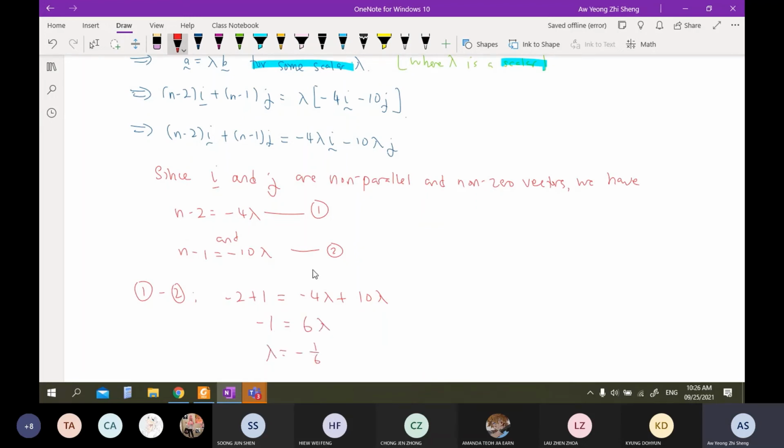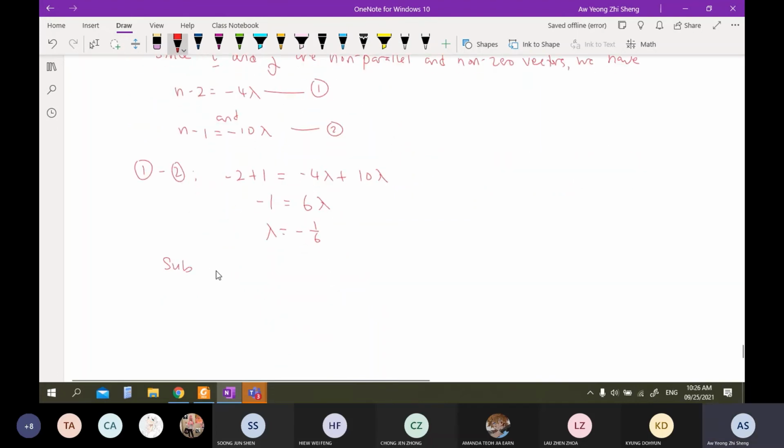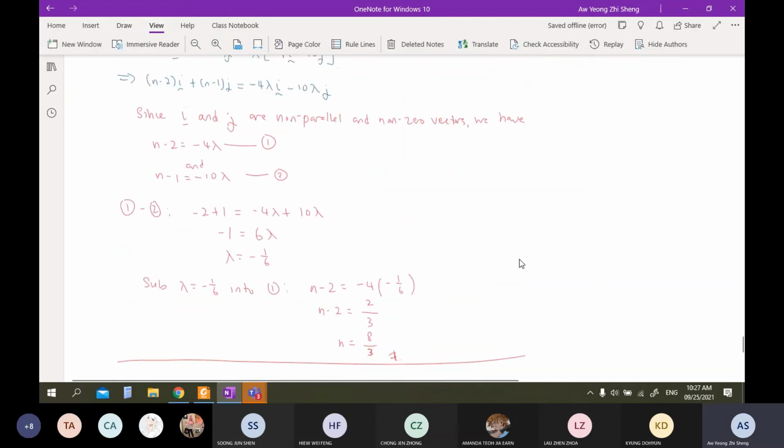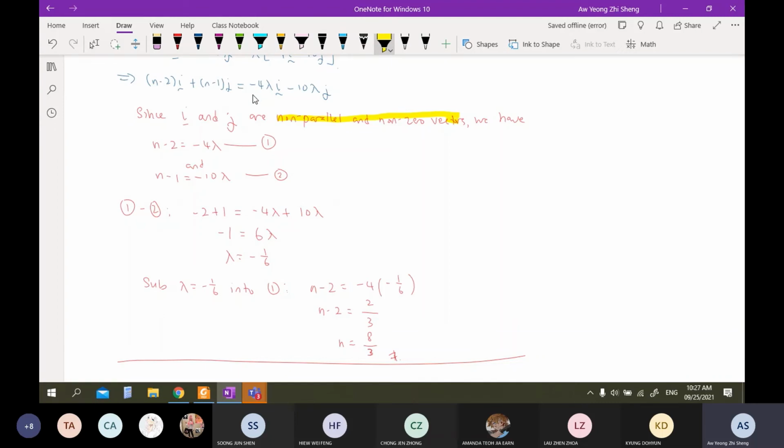Lambda equals minus 1/6. And then you can just sub lambda equals minus 1/6 into either equation 1 or 2. n will be 8/3. And so when you have non-parallel and non-zero vectors and there are only two vectors involved, then you can safely compare coefficients.